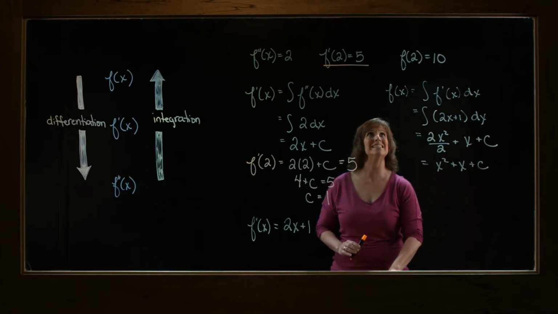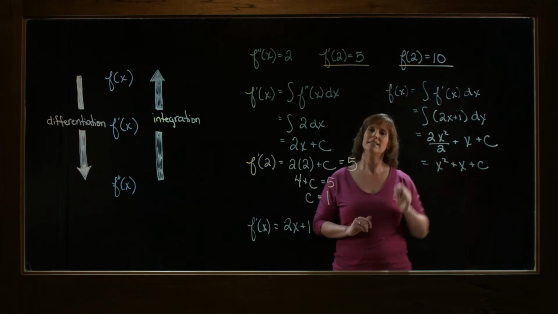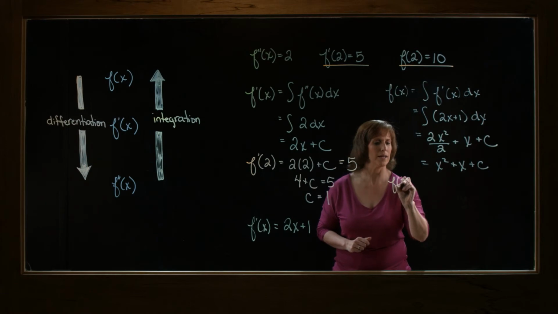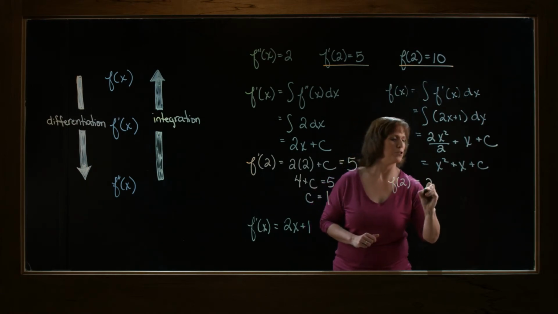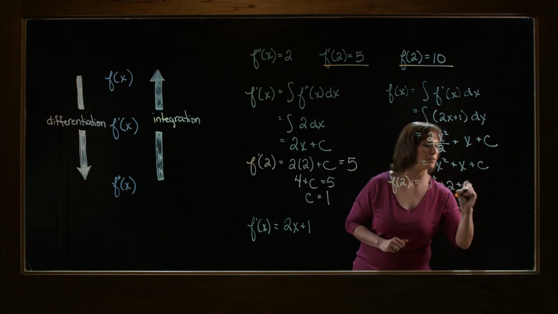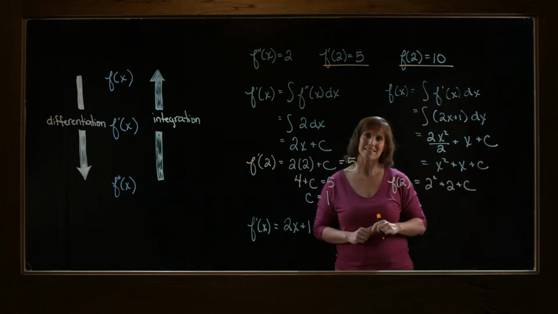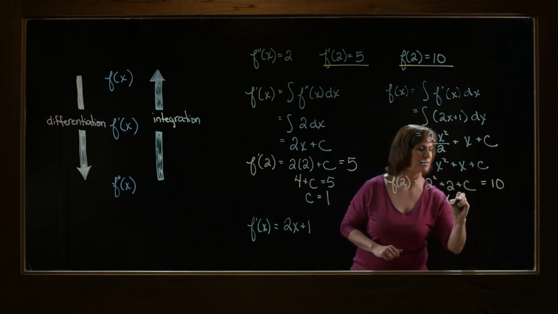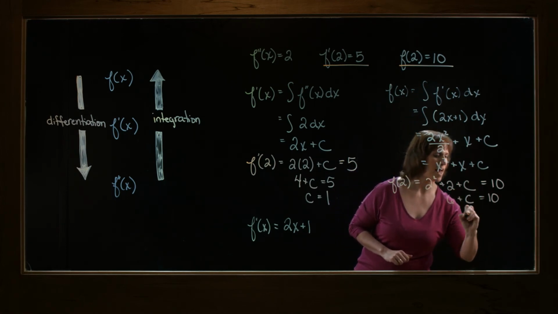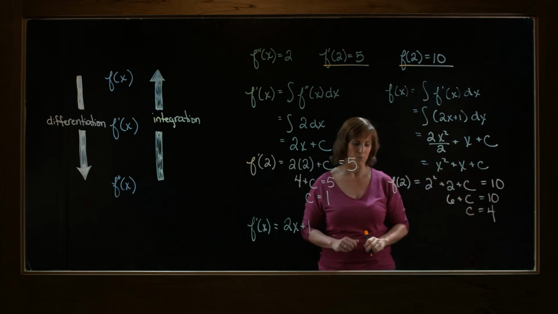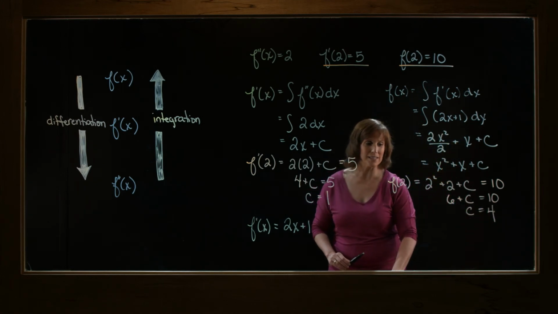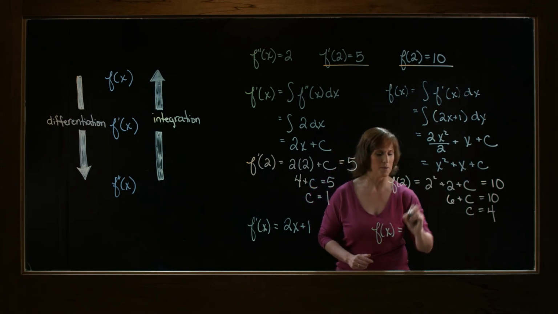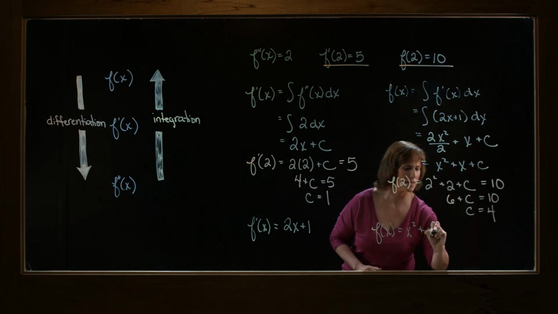Now it's time to use that second initial condition to help me figure out my constant of integration. I know that if I plug 2 into my function, I'll have 2 squared plus 2 plus a constant, and the result has to be 10. So I have 4 plus 2, which is 6, plus a constant equals 10, and my constant of integration in this case is 4. If I put all of this together, I know that my function is going to be x squared plus x plus 4.